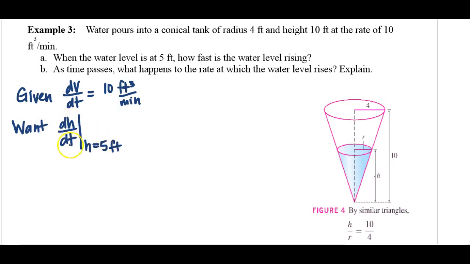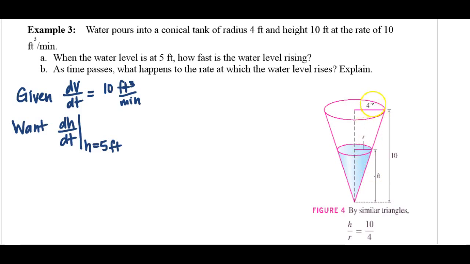So I want dH/dt when h is 5, given that the water pouring in is 10 feet cubed per minute. That's the rate that the water is pouring in. All right, so now we have to relate the variables. So I want to relate R and H. Those are the two quantities that I'm considering.